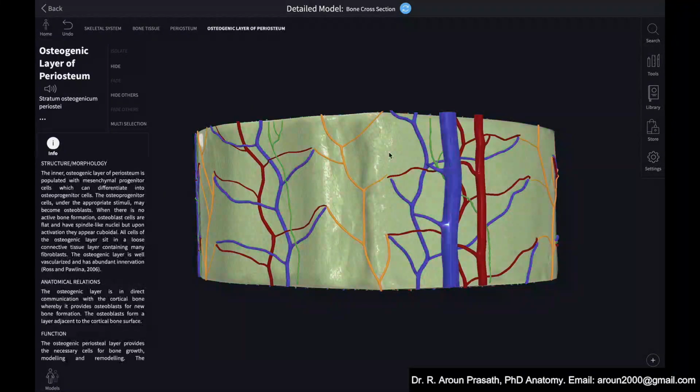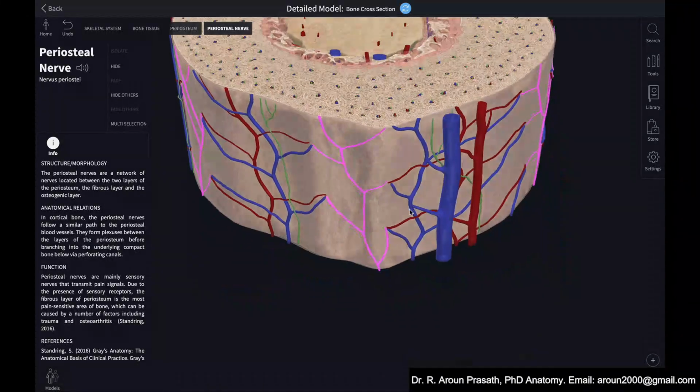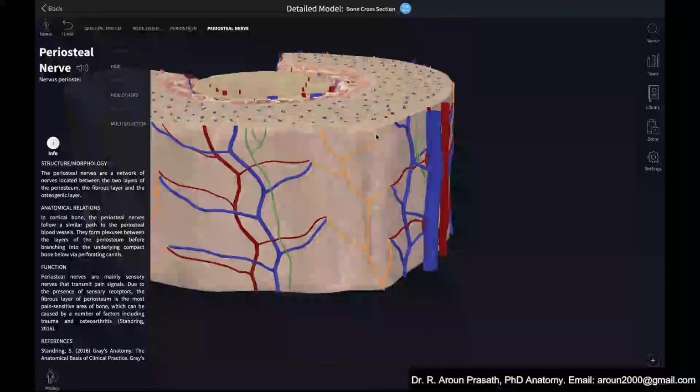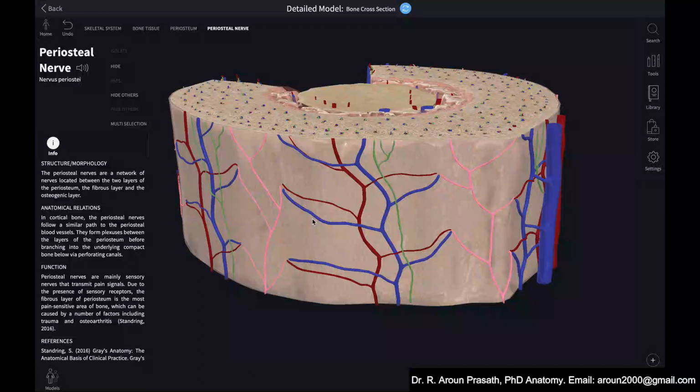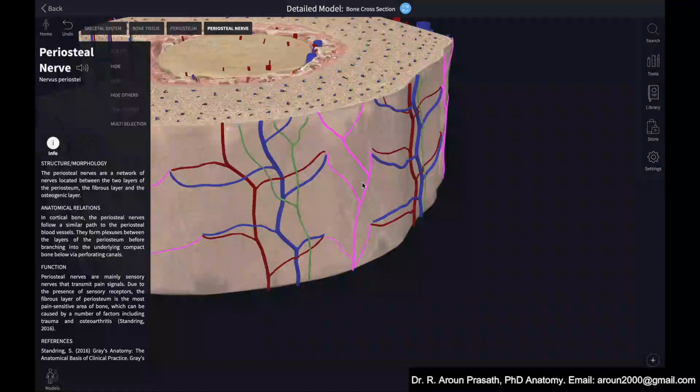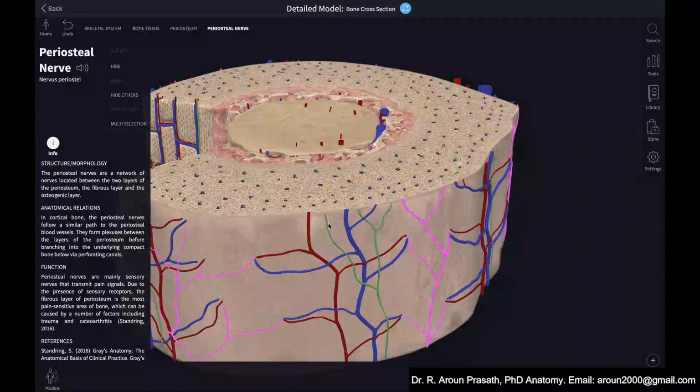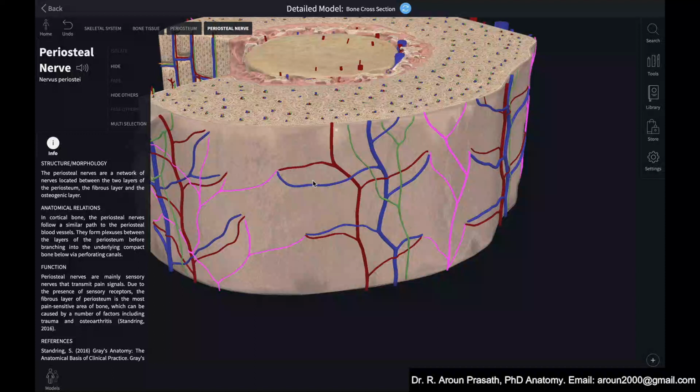into the bone. Under the periosteal layer there are a lot of sensory nerve fibers. These are the periosteal sensory nerve fibers. So if there is any direct hit on the bone, it generates a severe amount of pain impulse.